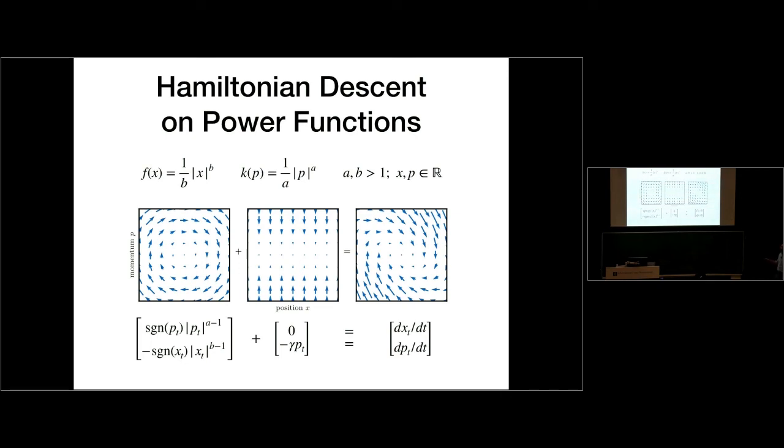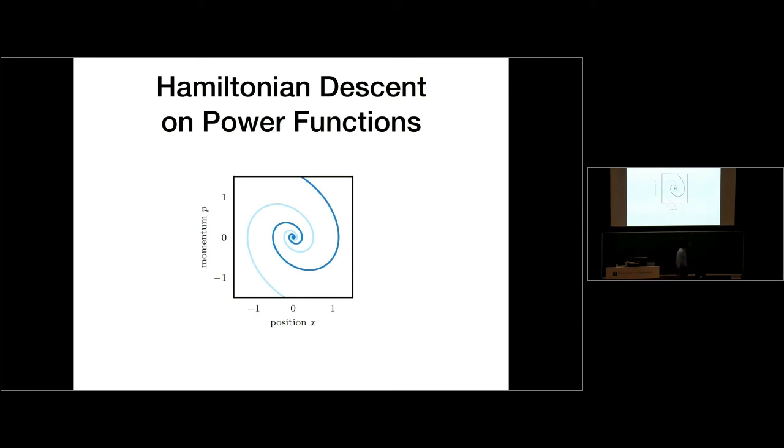This component of the vector field has no effect on the position because it's 0, but has a sort of downward effect on the momentum variable. And so if we add these two together, we now have arrows that descend towards a point. And this is what a solution looks like in that joint space of parameter positions x and momentums p. These are two solutions: the light blue line is one solution, the dark blue line is another. If nothing else, we've made some pretty spirals.